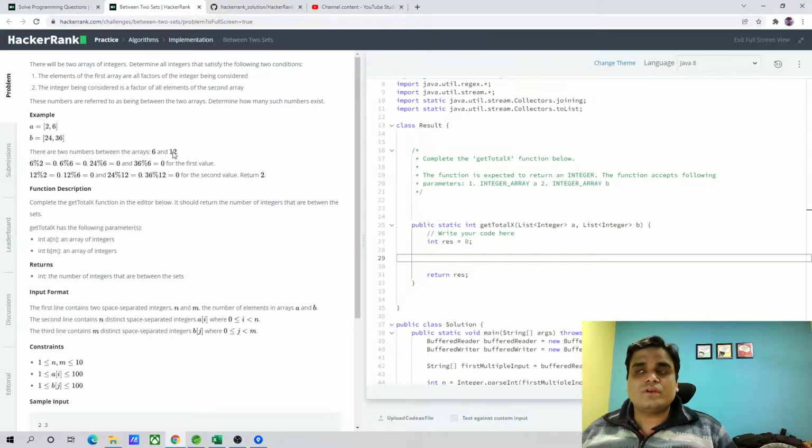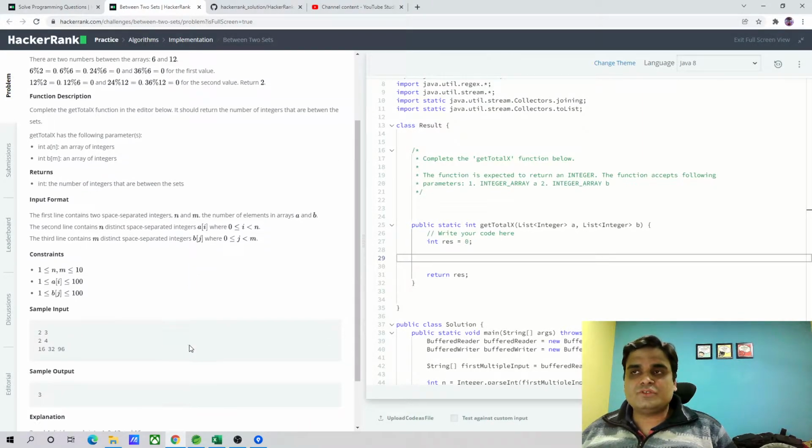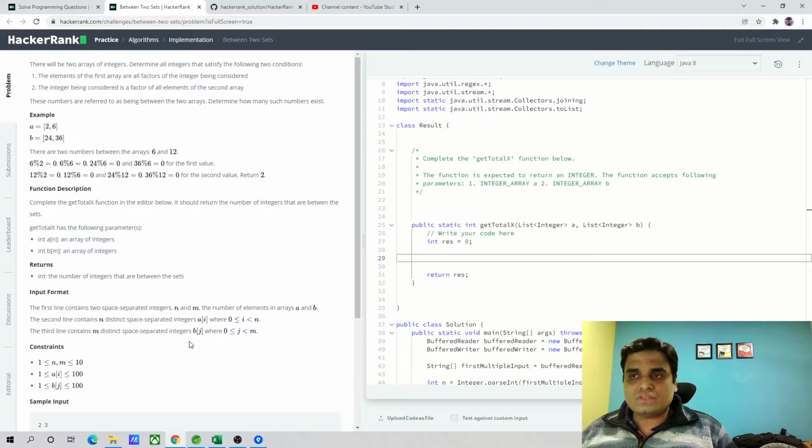Now if I consider 12, 12 is a multiple of 2, 12 is a multiple of 6, 24 can also be divided by 12, and 36 can be divided by 12. So that means what we can return is that there are two numbers which satisfy these two conditions. Now I'm sure you might be getting confused about what's happening here.